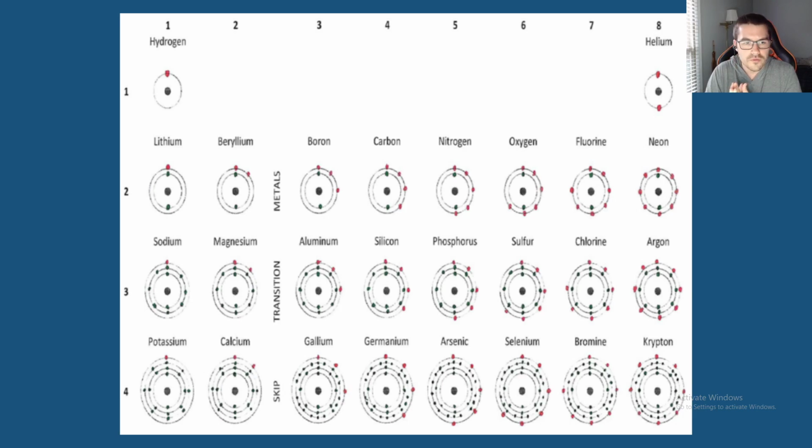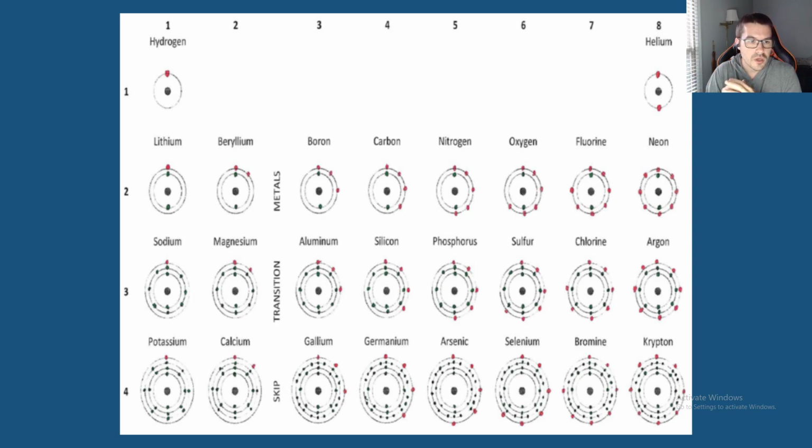Okay, so let's talk about this nice little picture I have here. Let's talk about valence electrons one more time. So you'll recall from the last video that valence electrons are the electrons in an atom that exist in the outermost energy level of that atom, in its ground state, of course.